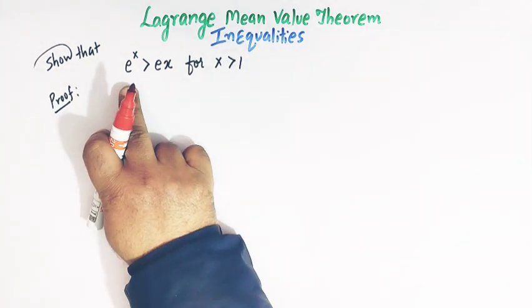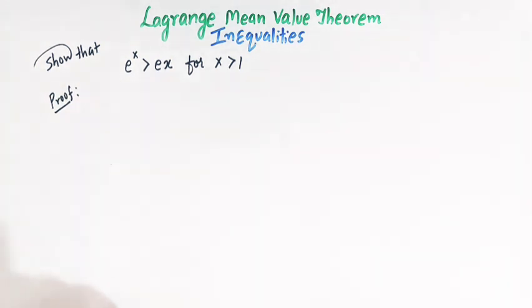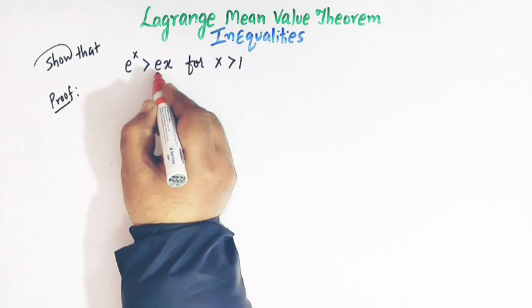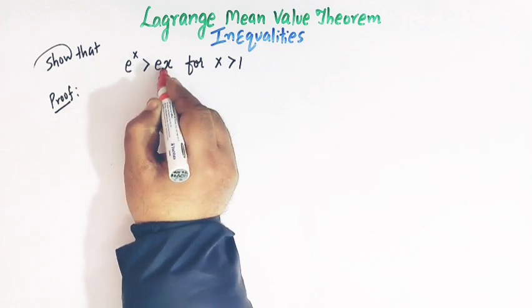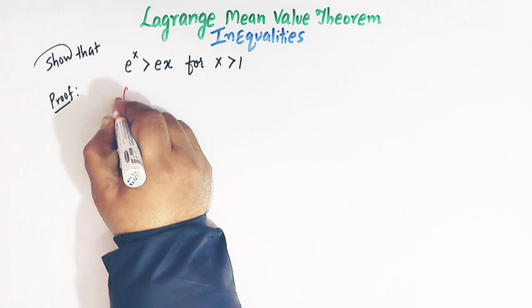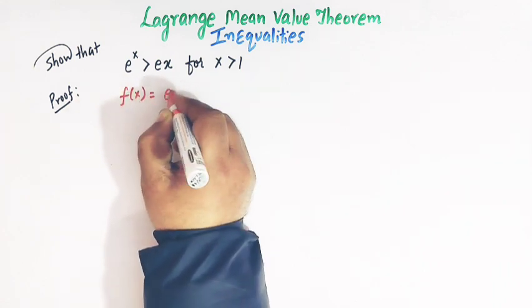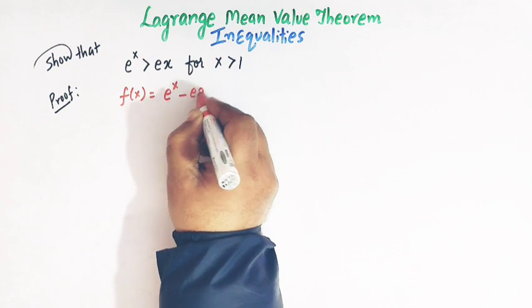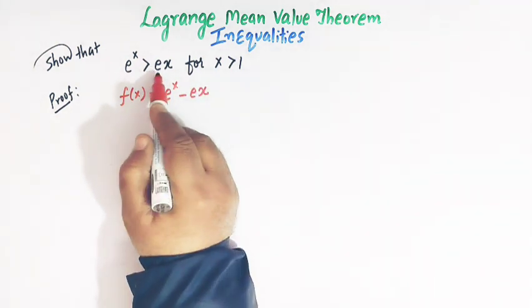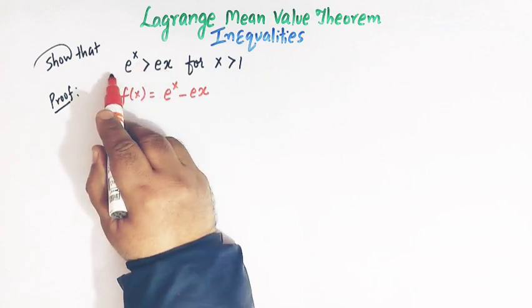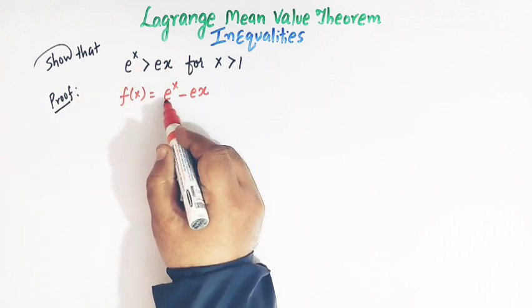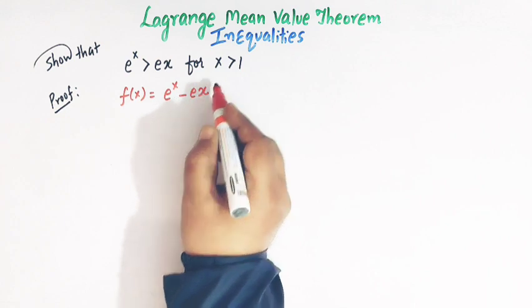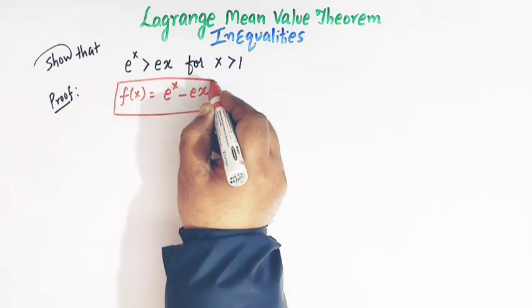So here we'll apply the conditions of Lagrange's mean value theorem to a function, right? So let us first see how we can construct or frame a suitable function. So here e raised to x greater than e times x we have to prove. So we can form a function, say f of x is equal to e raised to x minus e times x, right? So if we take e times x to the left hand side, we'll get a term like e raised to x minus ex, right? So this is our function, right?